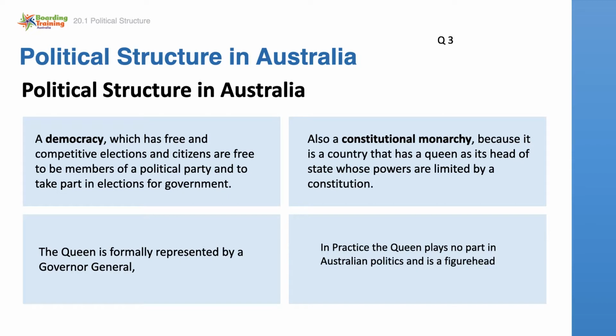The political structure in Australia is a democracy. So we have free and competitive elections, and you can be a member of a political party and take part in elections. But it's also a constitutional monarchy because it's a country that has a queen as its head of state. And the queen is formally represented by the Governor-General, but in practice the queen plays no part in Australian politics and is really a figurehead. And this will help you with question 3.